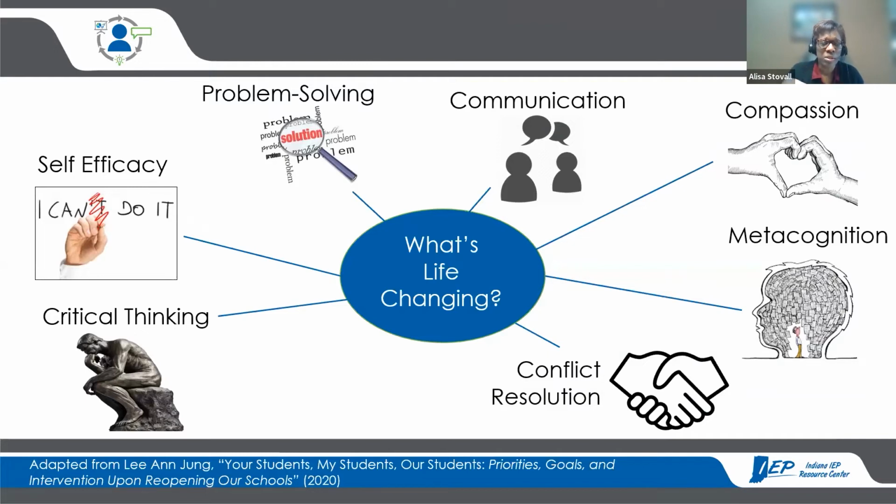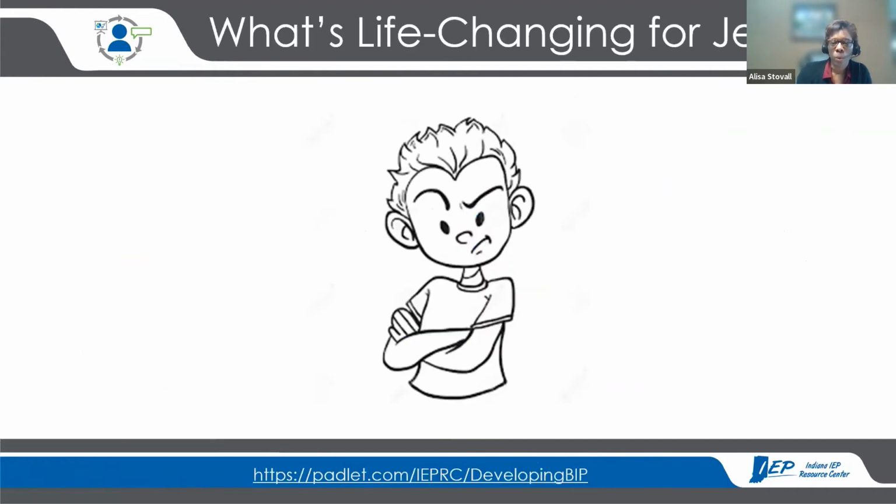So think for a moment, what's the most important piece of learning the student needs right now? What could be life-changing? Is it about communicating? Is it about problem solving? What would be the skill, of all the skills that we can list that Jeff or our student needs to work on, what's the critical one at this point in time? And what would we focus on? What's life-changing for Jeff?